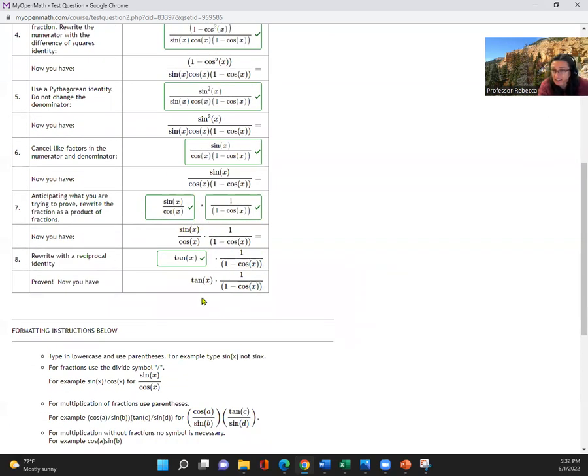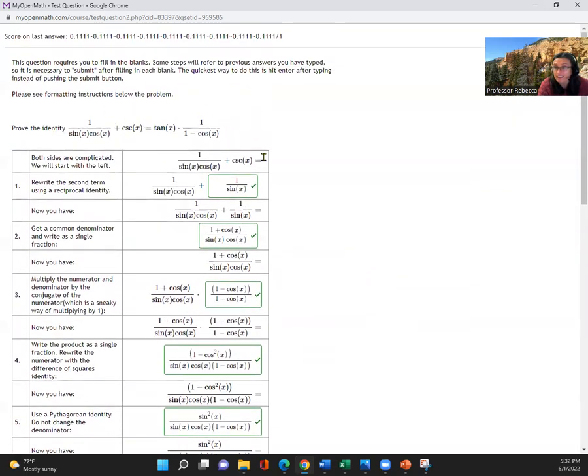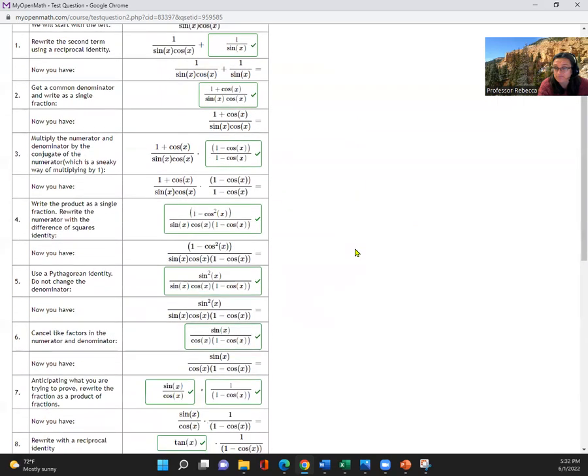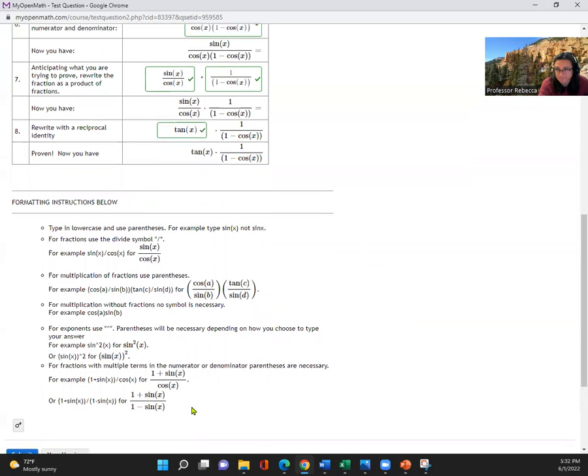And finally, I look, it says I've proven that. Well done. I started with one side. I ended on the other side. Do note a couple of things in this problem that are here to help. Down below are just some formatting instructions. So if you're trying to remember how to enter, say, a fraction that looks like this, it gives some recommendations on how to enter it in.